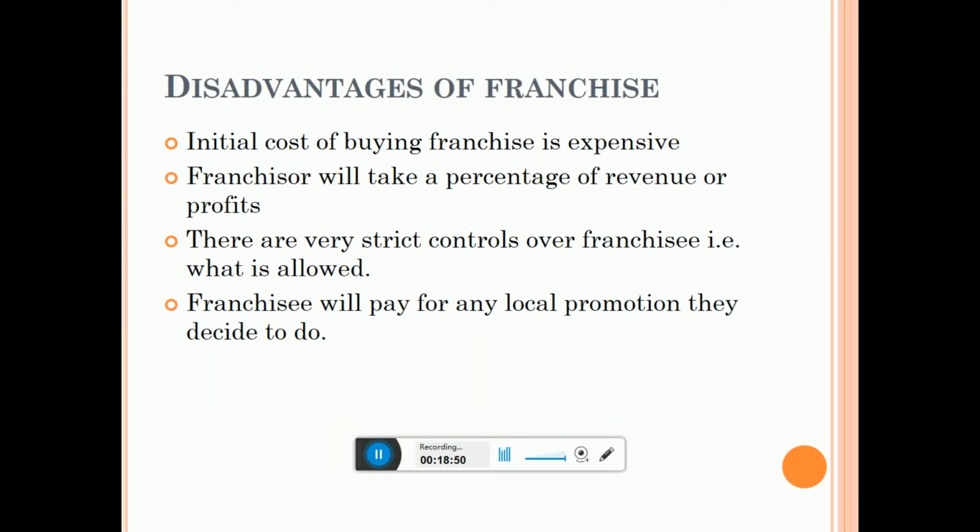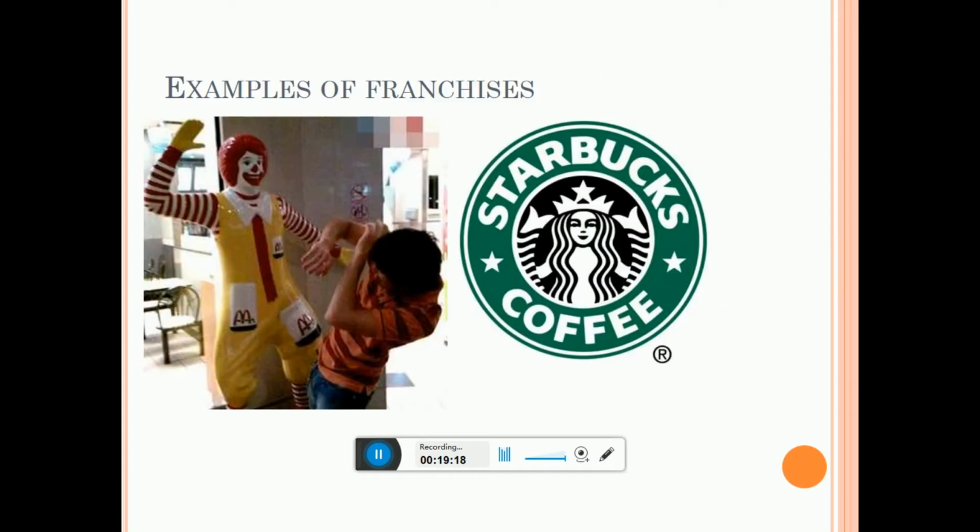Then we have disadvantages of franchise. The initial cost of buying a franchise is very expensive. So this is a fact. The franchisor will take a percentage of revenue or profit. As I said, the technical term for this is royalty. The third is that there are very strict controls over the franchisee, that is, what is allowed and what is not allowed. The last is that the franchisee will pay for any local promotion they decide to do. This is very obvious. If they decide to do any sort of local promotion, then they have to pay.